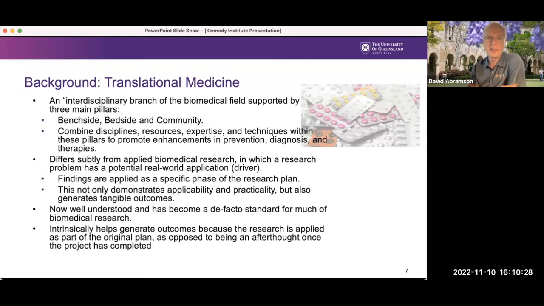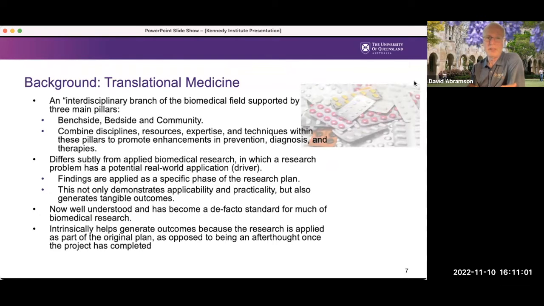So let me give you the background. Normally I would ask for a show of hands of who's heard of translational medicine, but I'm just going to assume that a whole stack of hands would go up at this point, because all I can see is Michelle's fixed image there. So let's assume that people know something about translational medicine, but it's an interdisciplinary branch of biomedical research. And they talk about three pillars there. There's the bench side, the bedside, and the community. They're the three aspects of translational research that underpin translational medicine.